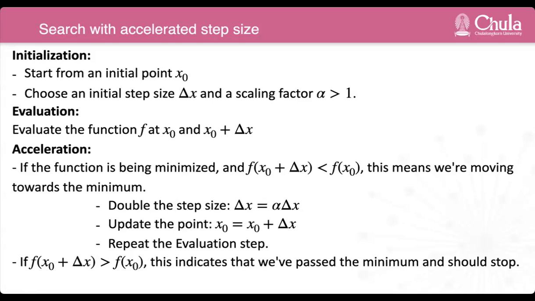If the function is being minimized, we test that f of x0 plus delta x must be less than f of x0. Then we guarantee that we are moving towards the minimum, right? So then we double the size of delta x, by delta x equals alpha delta x. And then we update the point again, x0 plus delta x, and repeat it.